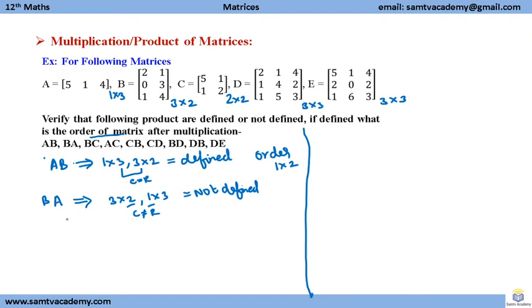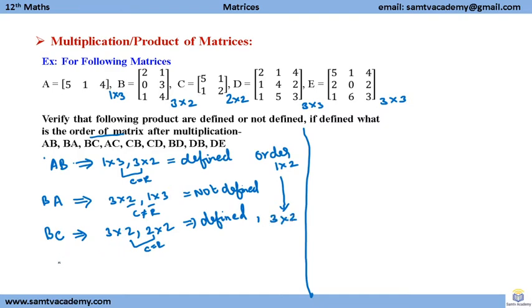Next we will see BC. What is the order of B? The order of B is 3 by 2 and the order of C is 2 by 2. Here the columns equal the rows, so it is defined. And since it is defined, the order will be 3 by 2.